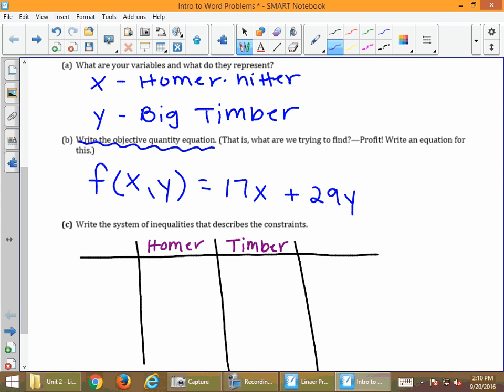Your variables always go in the middle 2 columns. Always your variables, every time. This last one is always total, and this first one's always constraints, every time. That's how you fill it. Constraints, your variables, total, every time.